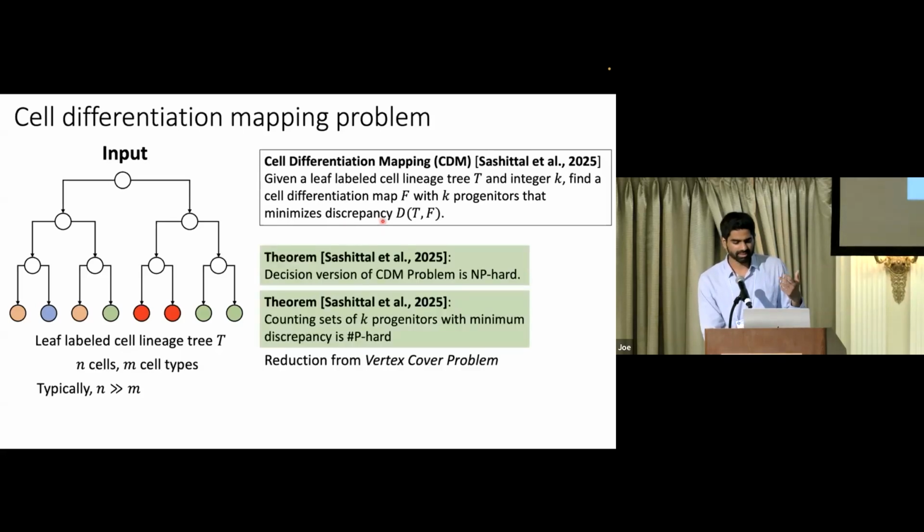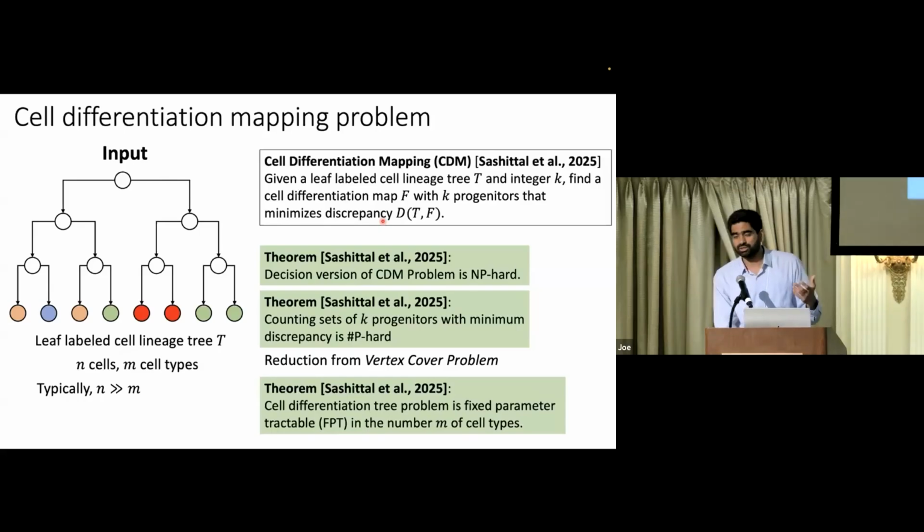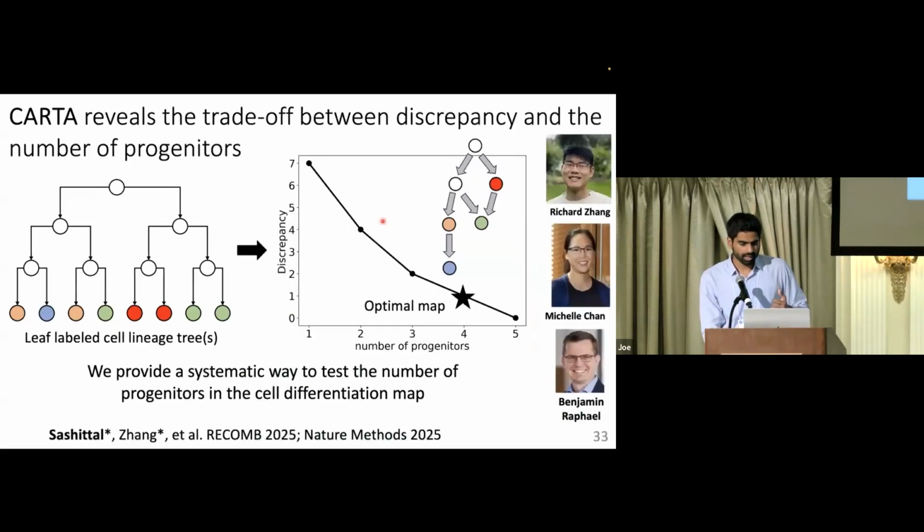We study this problem in multiple different ways. We show that it's hard. We show that even counting the number of such cell differentiation maps is sharp-P hard. On the positive side, we also show that you can actually solve this. It's fixed parameter tractable in the number of cell types. And in typical data sets, the number of cell types is much, much smaller than the number of cells. So for a lot of real data sets, this is actually a good result. And so we developed this method. We call it CARTA. It allows you to systematically look at the trade-off between the number of progenitor cell types in your cell differentiation map and the discrepancy, or the fit of your map with the data.